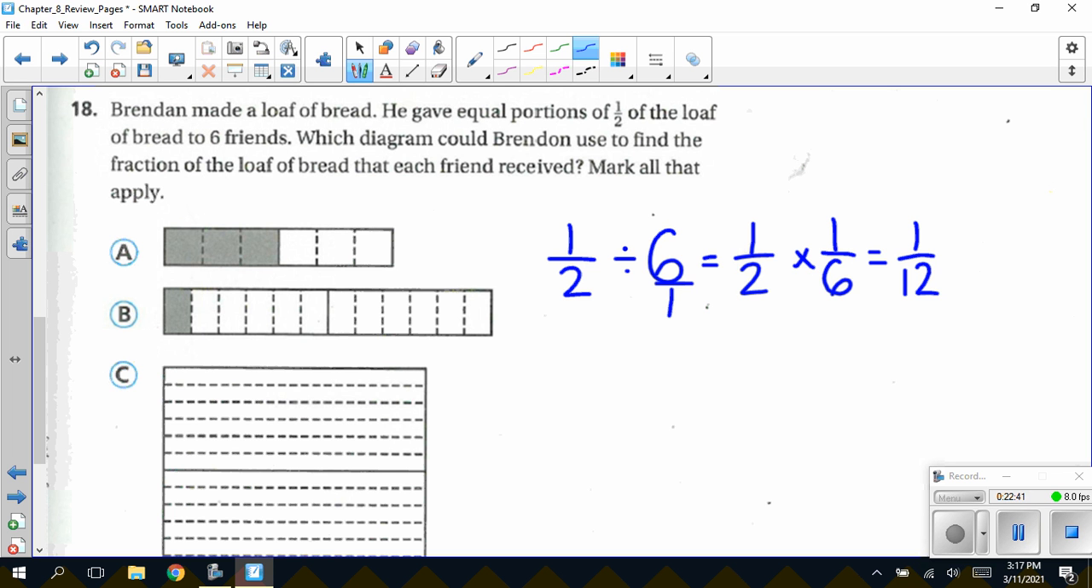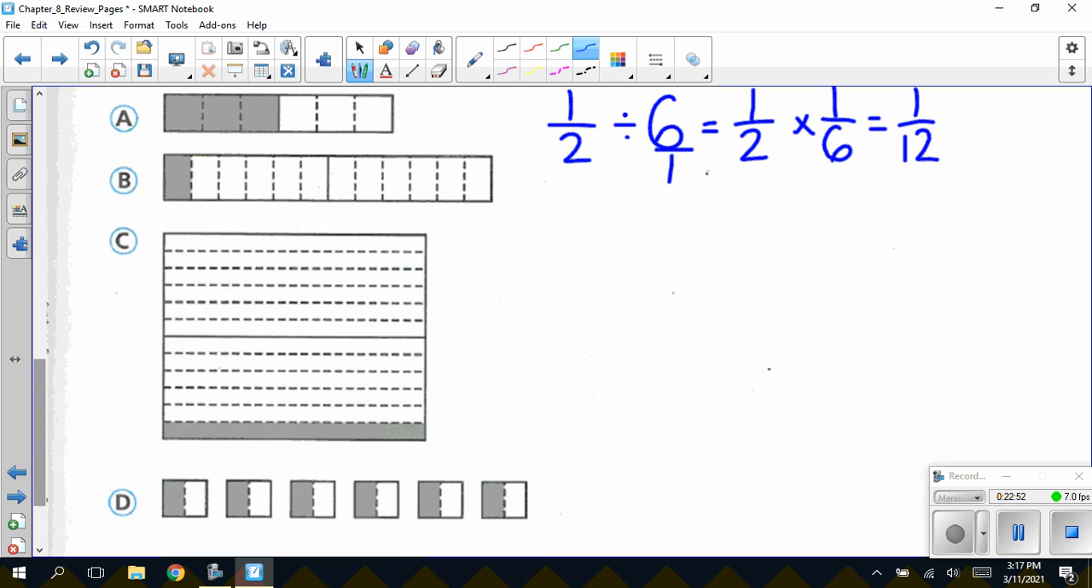I see that A is not showing only 1/12 of the picture being shaded in. It's showing 3/6 being shaded in. So A is not one of my choices. B, if I count all the individual sections, I see I have 1, 2, 3, 4, 5, 6, 7, 8, 9, 10, 11, 12. So I have a total of 12 sections. And I see that there's only one section shaded in, so my 1/12 that I have as my final answer is being modeled with B.